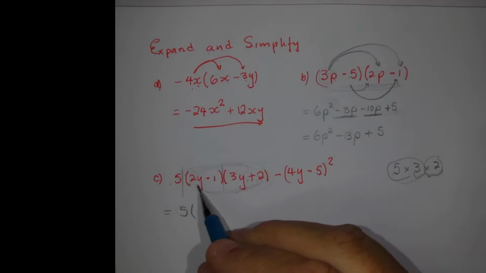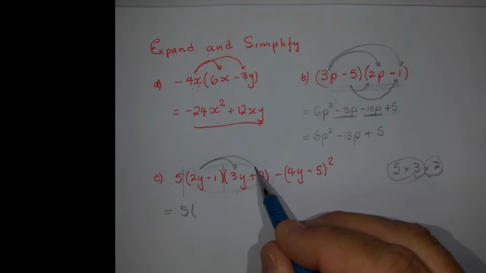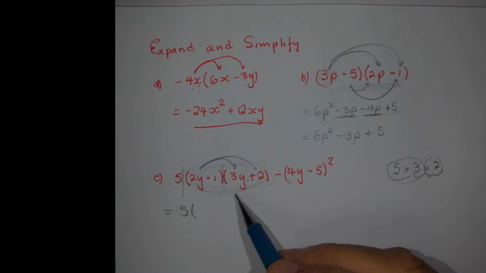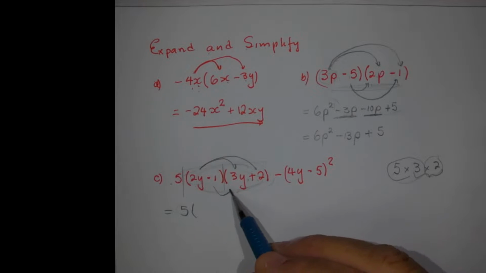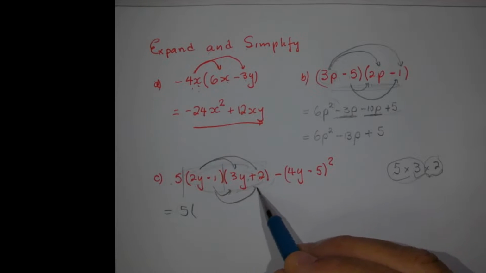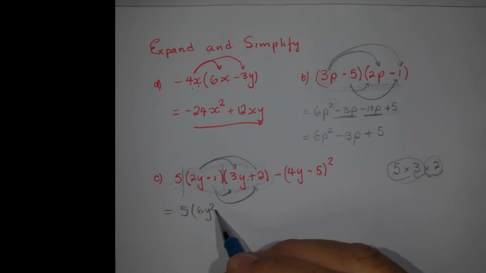So in this case, I'm going to multiply, and I'm going to say 2y times 3y. Remember that I'm going to multiply the first term of the first polynomial by all the terms of the second polynomial, and then I'm going to multiply all of them by -1. So let's go. So 2y times 3y, that would be 6y squared.